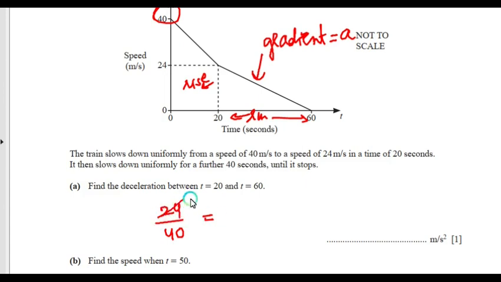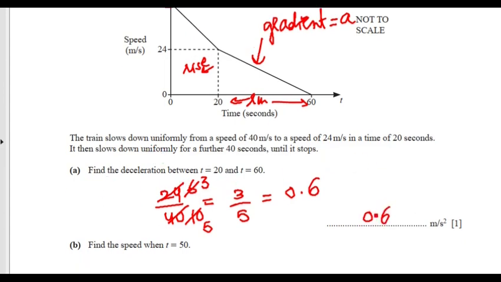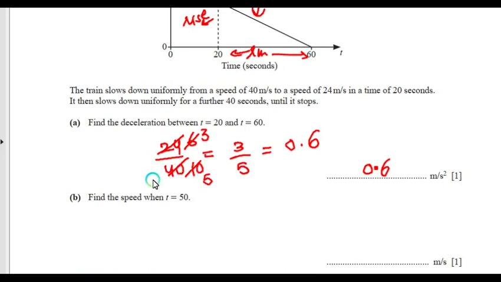So simplifying it, 4 6s are and 4 10s are, and then 2 5s are, 2 3s are. So we have 3 over 5, or in the decimal form it will be 0.6 meter per second square, right? Find the speed when this is actually the deceleration. Obviously it's a negative acceleration, but since he asks us to find the deceleration, it is understood that it is negative, so that's why I'm writing only the value 0.6, not with a sign.